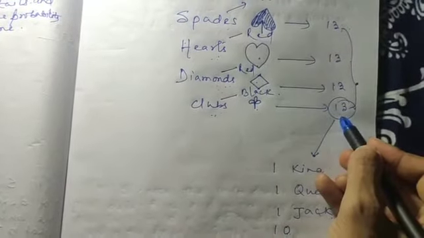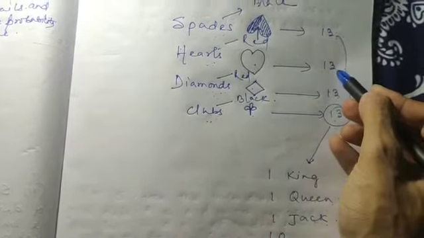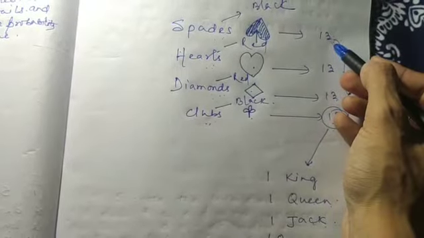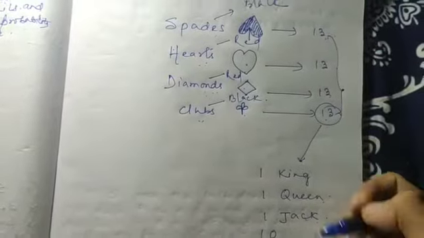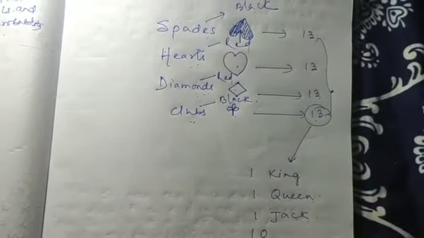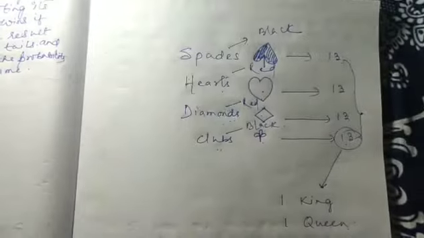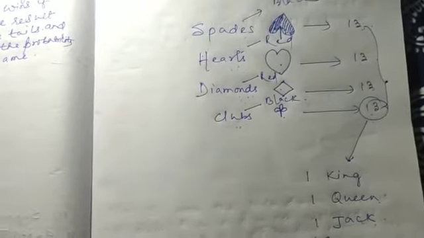So this one also has 1 king, this one also has 1 king, this one also has 1 king, this one also has 1 king. Okay, so like that, queen also, all of them have queen, all have jack, all have the different numbers. I hope it is clear. Now let's begin the sum.